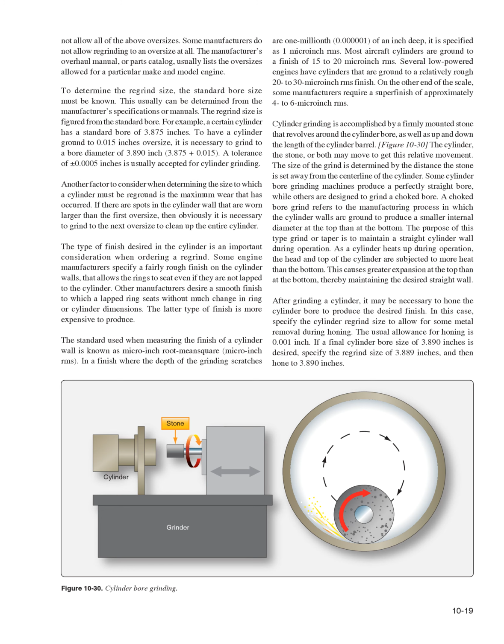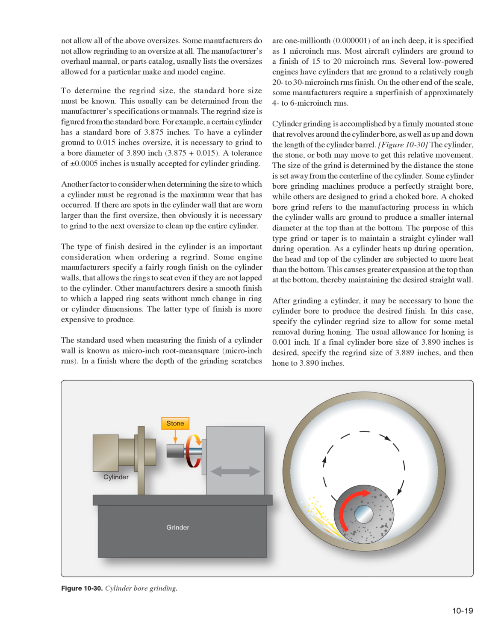To determine the regrind size, the standard bore size must be known. This usually can be determined from the manufacturer's specifications or manuals. The regrind size is figured from the standard bore. For example, a certain cylinder has a standard bore of 3.875 inches. To have a cylinder ground to 0.015 inch oversize, it is necessary to grind to a bore diameter of 3.890 inch, 3.875 plus 0.015. A tolerance of plus or minus 0.0005 inch is usually accepted for cylinder grinding.